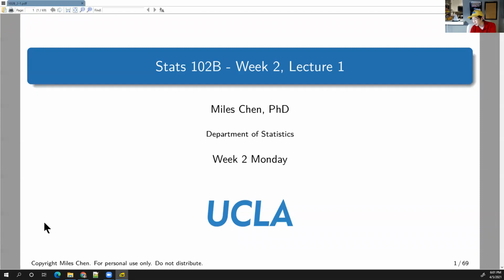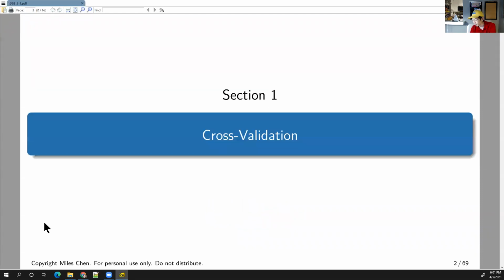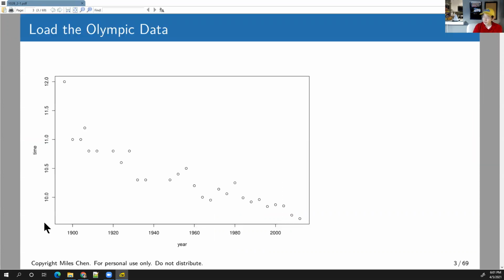Okay, let's go ahead and get into today's topic, which is cross-validation.